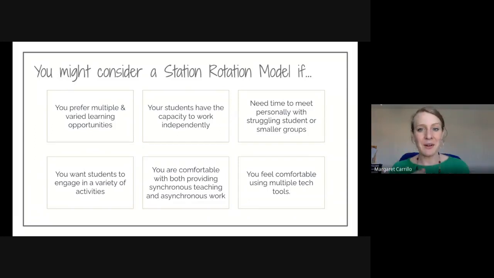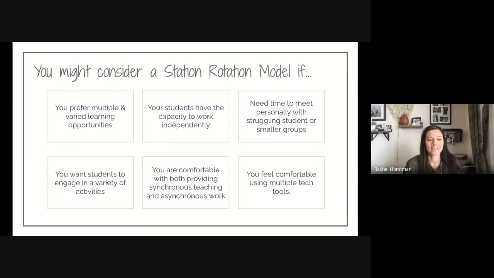And so I'm going to give you a couple of seconds here to just jot down some notes about station rotation model and some ideas that are processing in your brain. And Rachel, I'm going to pass it off to you now.